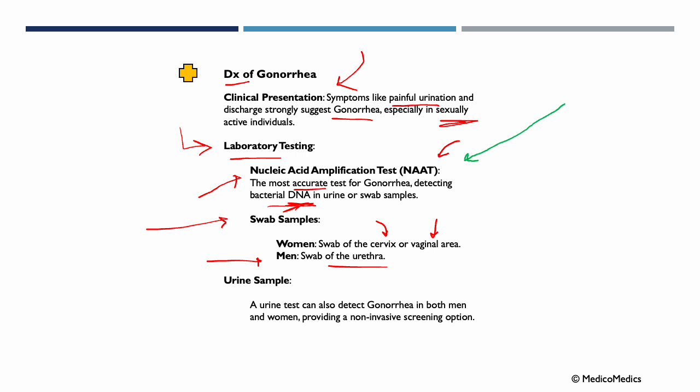We then look at the results, and if it's positive, well, then we have shown that there is a gonorrhea infection present. If it's negative, it means we haven't detected DNA, so the infection is unlikely. It's not impossible, but it's unlikely. And if we can't determine it, we will do repeated testing. So urine samples can also, as we just mentioned, detect gonorrhea in both men and women, actually, which provides us a non-invasive way of screening for gonorrhea.